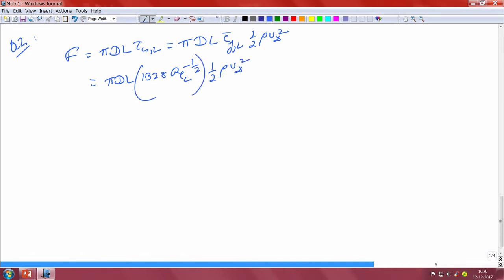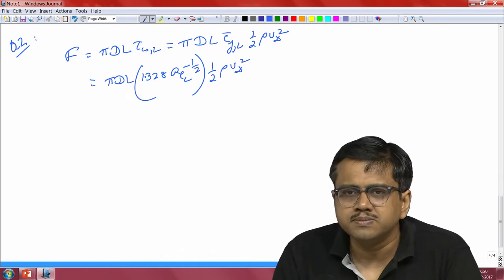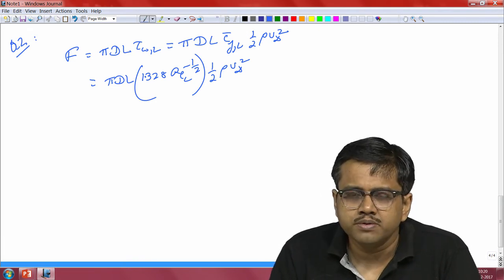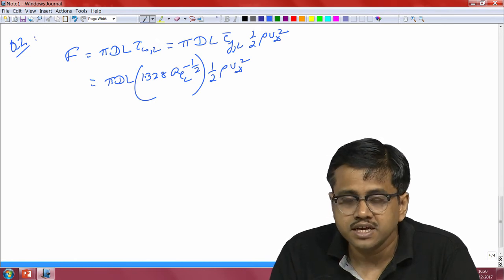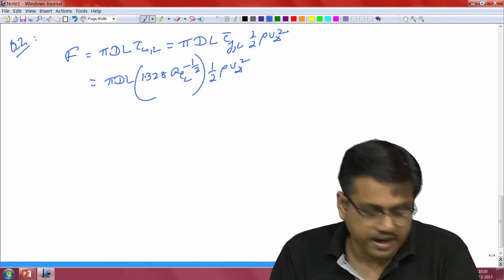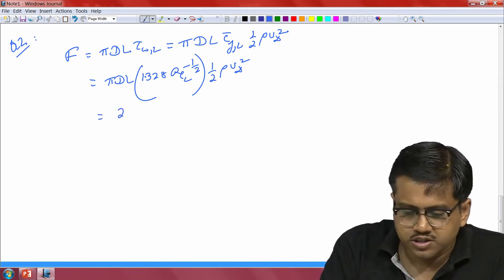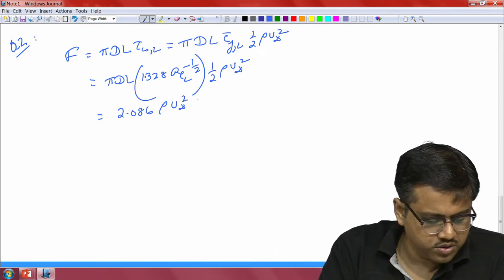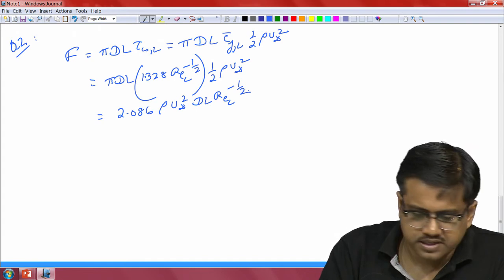This works because this is almost like a flat plate kind of an assumption, because it is a much thinner layer. It basically does not see the other, the two layers have not merged. So, if you recall our discussion on the internal convection, we can almost model it like a flat plate. So, it is 2.086 rho u infinity squared d L Reynolds number to the power of minus half.